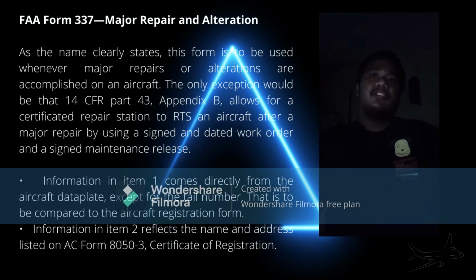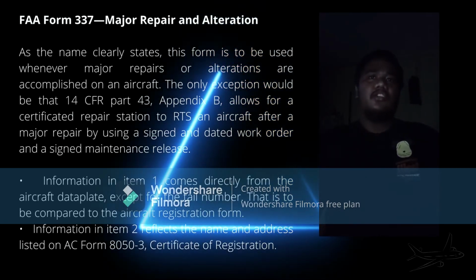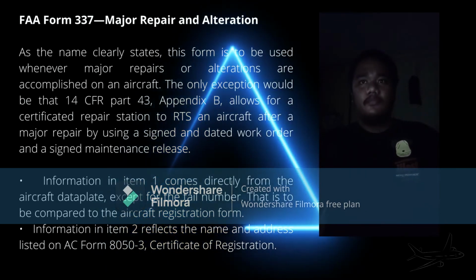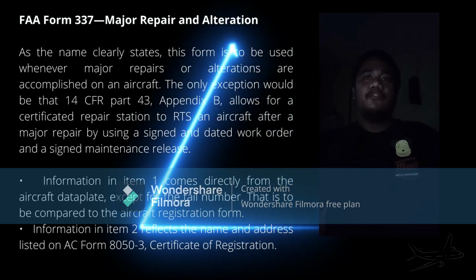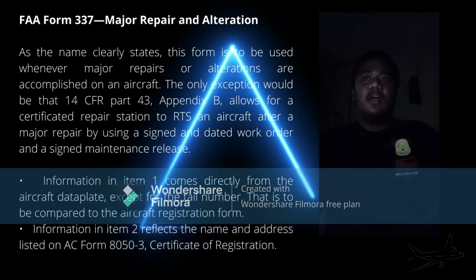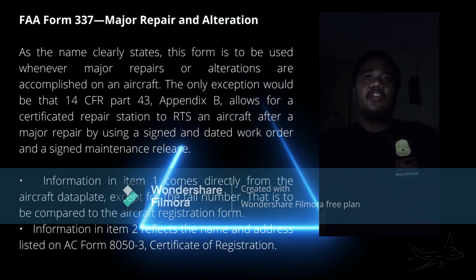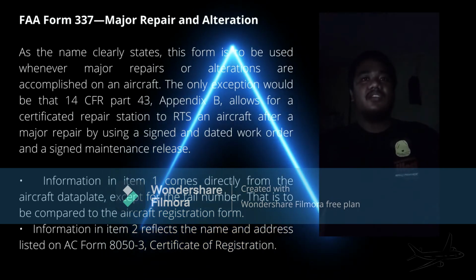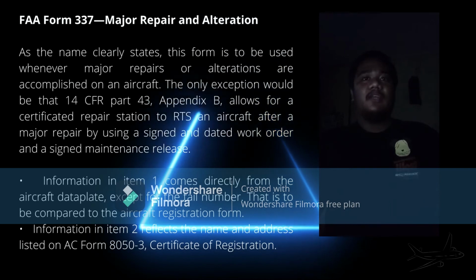As the name clearly states, this form is to be used whenever major repairs or alterations are accomplished on an aircraft. The only exception will be that 14 CFR Part 43, Appendix B, allows for a certificated repair station to RTS an aircraft after a major repair by using a signed and dated work order and the signed maintenance release.